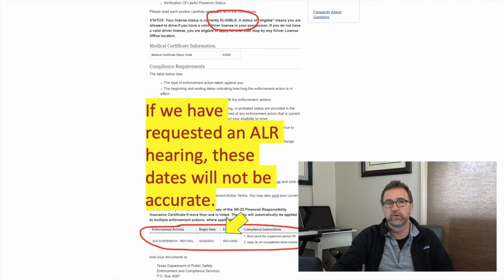And that's kind of a flaw with the DPS website page. It should say, hey, ALR requested, and these dates aren't right, but they don't. They just leave it the way it was, as if an ALR had not been requested.